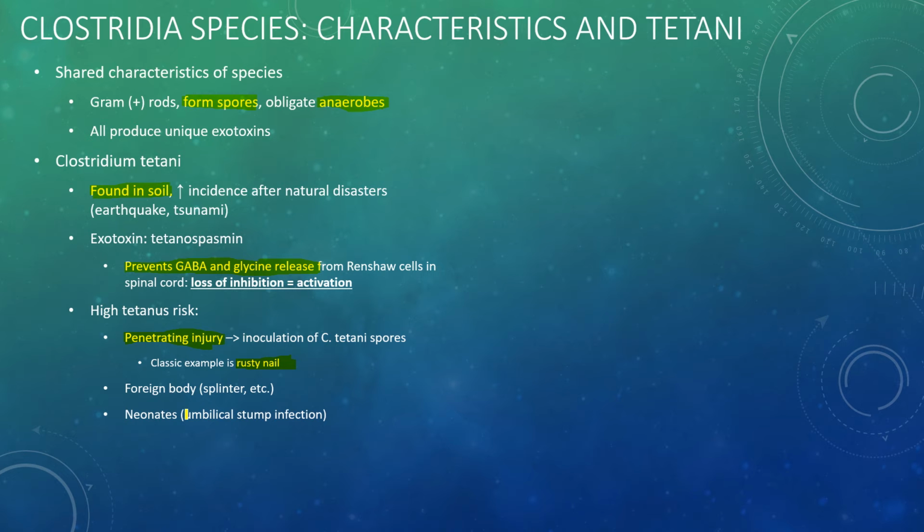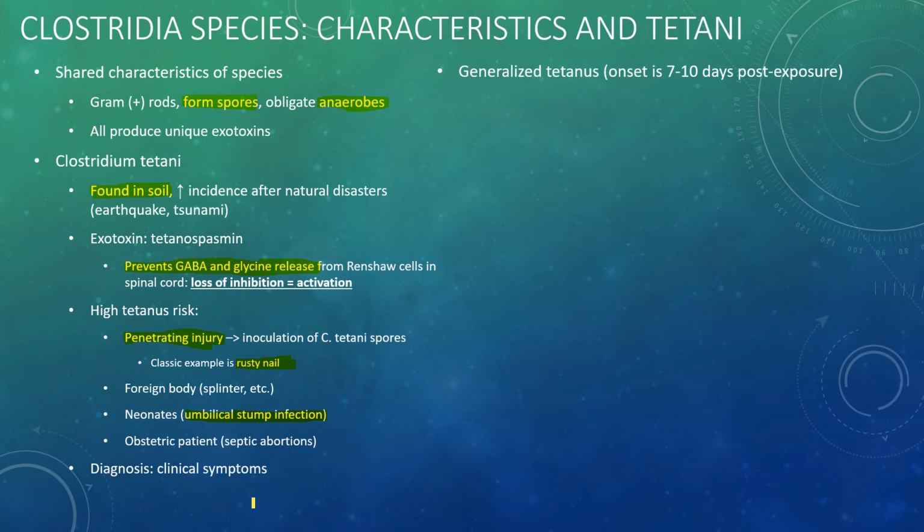And also neonates, if they have an umbilical stump infection, that can also cause it. And obstetric patients with septic abortions. If a patient has a delivery at home and uses some kind of unusual products on the umbilical stump for a cultural reason, they can get an infection with Clostridium tetani. And septic abortions are also a risk factor. So the diagnosis is based on the classic clinical symptoms, and you'll see all of them soon: the muscle spasms and all the other problems you get.